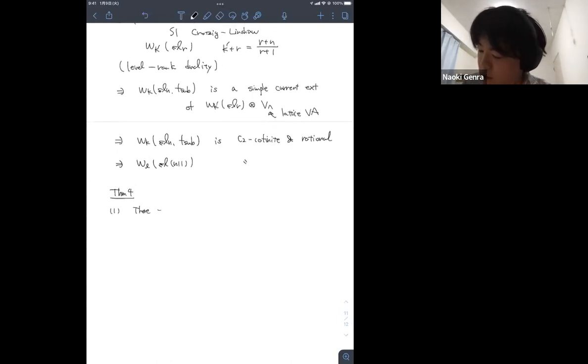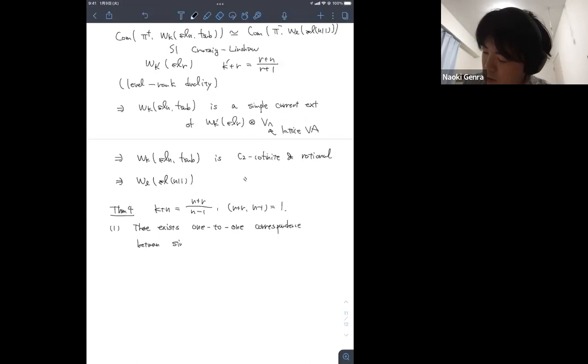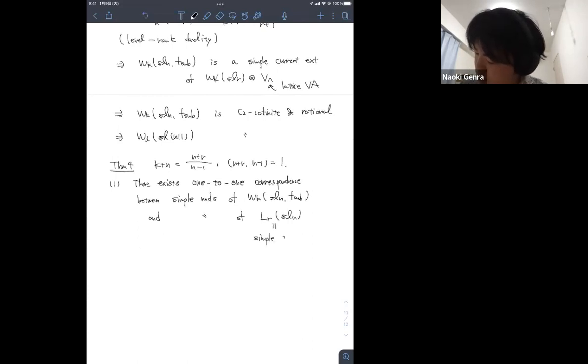So there exists, we assume this condition on k plus n, a one-to-one correspondence between simple modules of the subregular W algebra of f_sub and simple modules of L_r(sl_n). L_r is the unique simple quotient of the affine vertex algebra of sl_n.